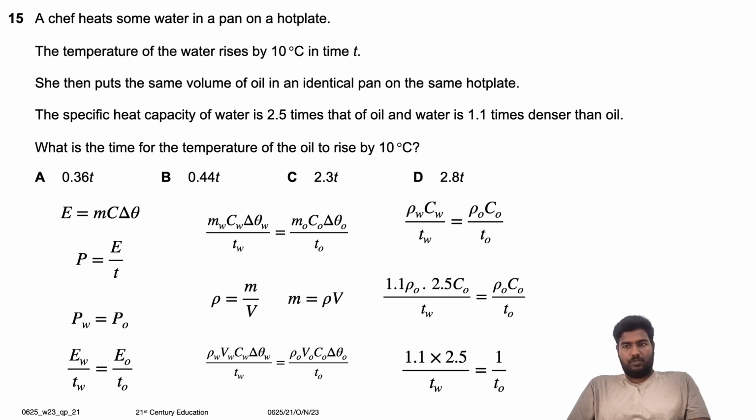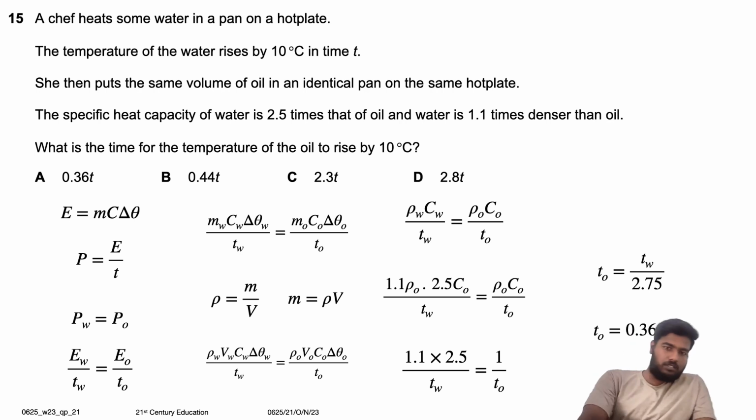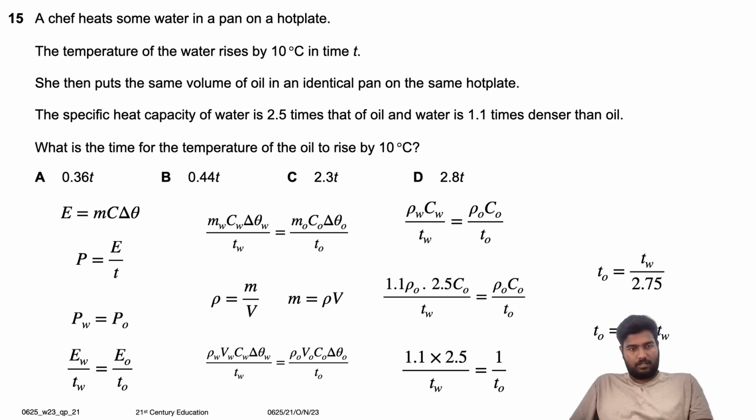So we just have to rearrange this equation. Time for oil is t_w by 2.75. 1 divided by 2.75 is, I guess, 0.36 or something. Yes. So 0.36 times the time taken for water. So that's our first option, A. A little tricky question. Assumption is very important.